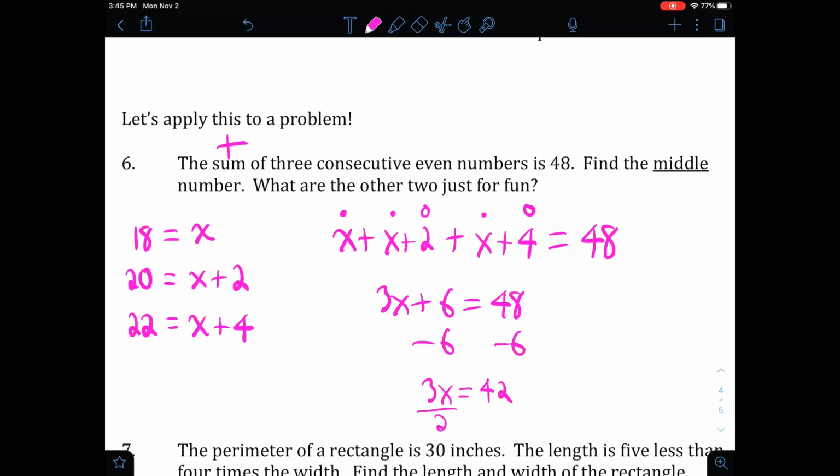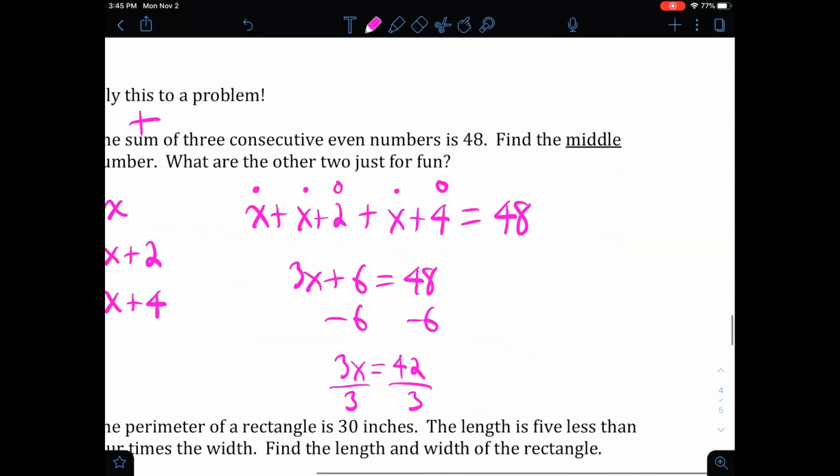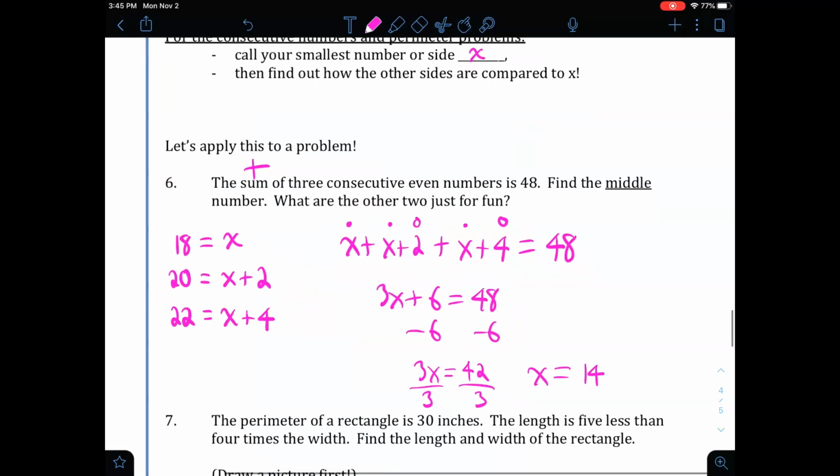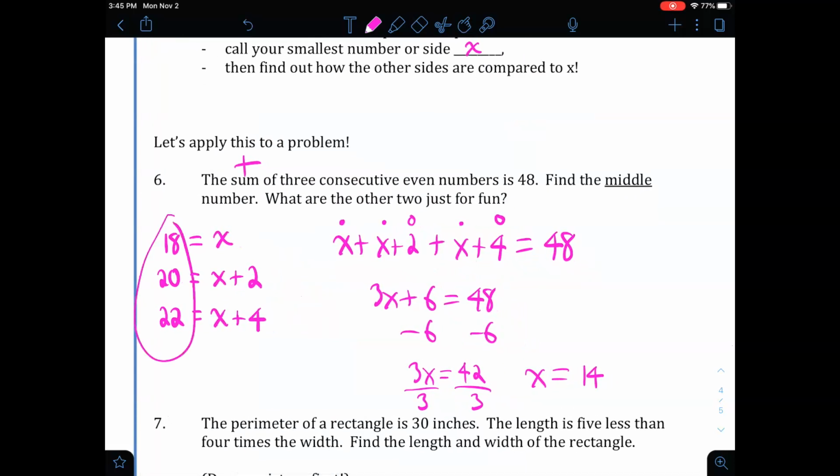Now what? We're going to divide by 3. Divide by 3. So x is going to be equal to 14. That's our smallest number. We weren't far off, we just used random numbers here. But 14 is the smallest number.